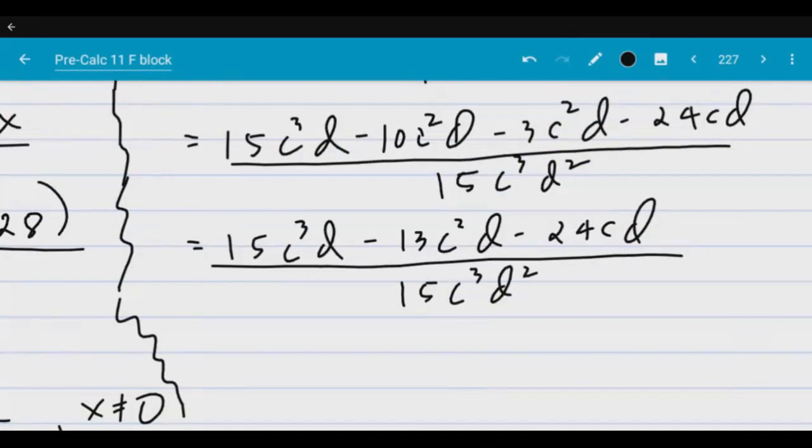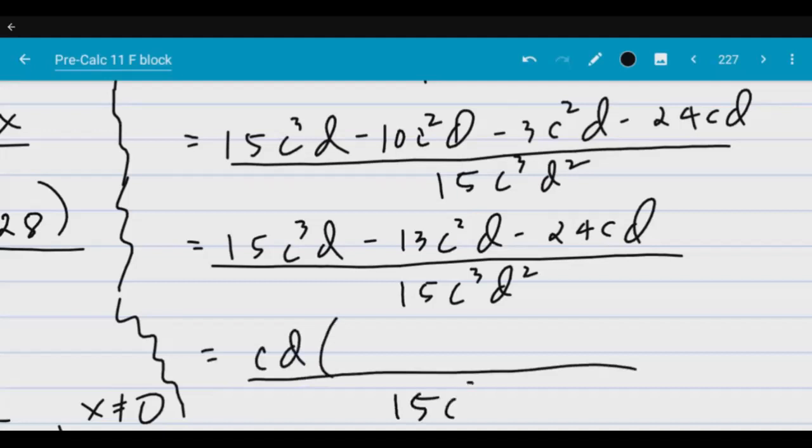So what appears to be common to the numerator? There's no number that is common because this one is prime, right? But then I think all of the terms has CD. There's CD here, CD here, CD here. So why don't we factor out the CD? Let's factor out a CD from the numerator. So when CD is factored out, this leaves me with 15c squared, right? 15c squared times CD gives me 15c cubed d. What about for the second one? Minus 13c. Well, for the third one, minus 8.